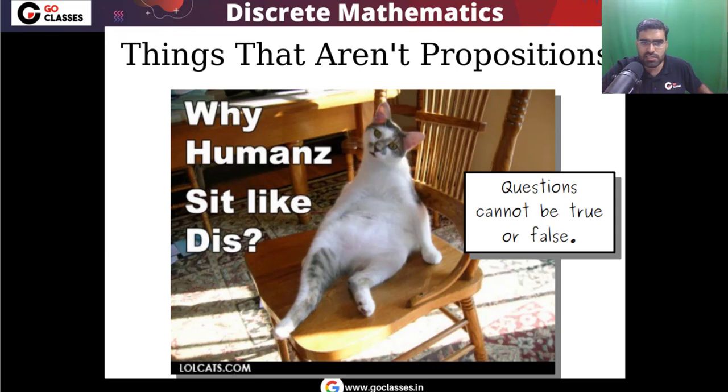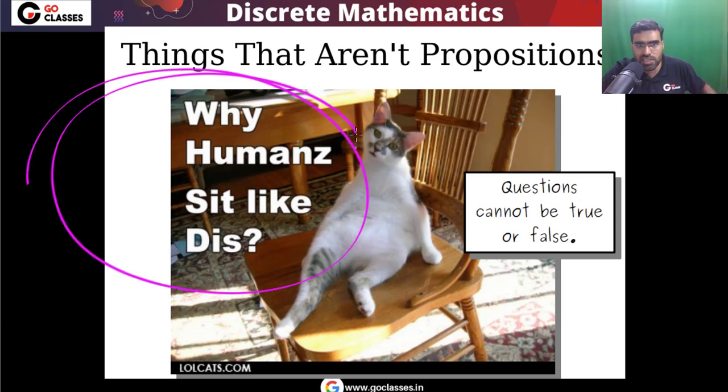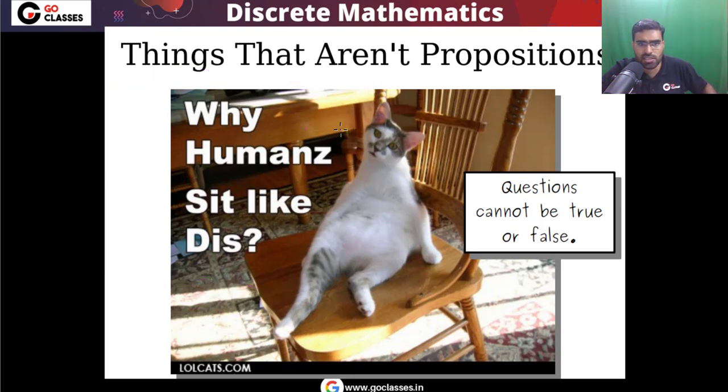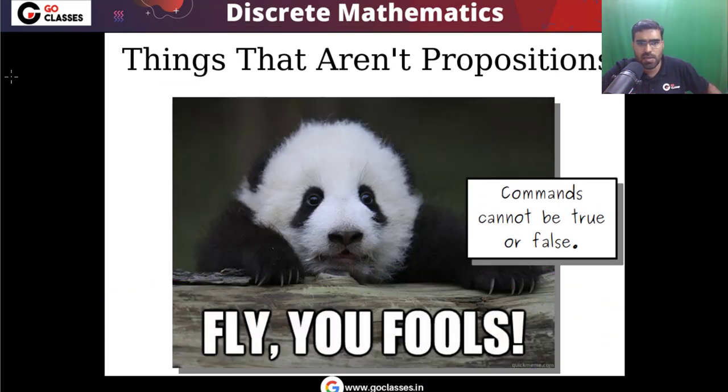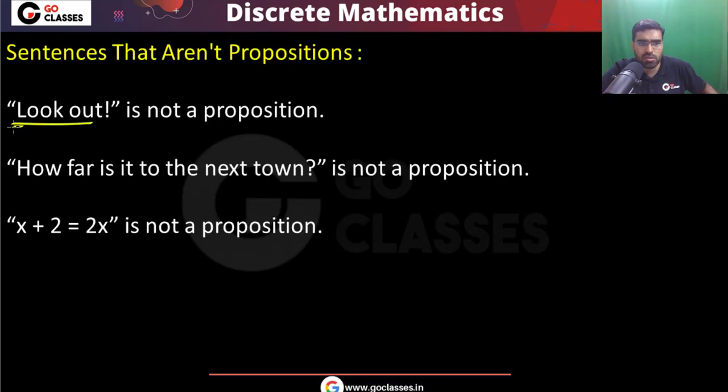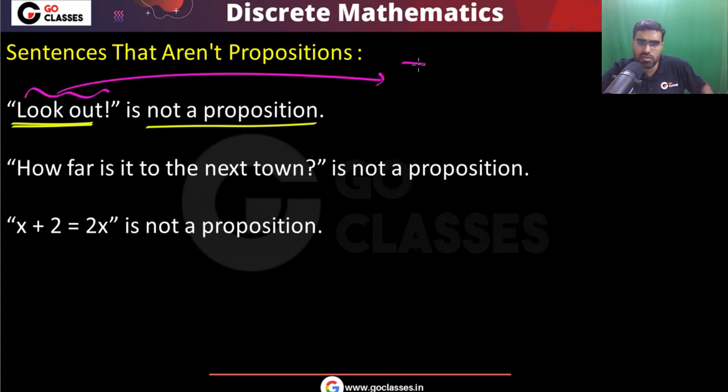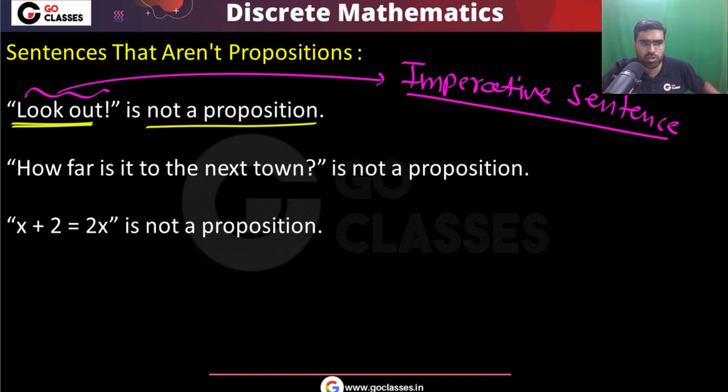A proposition is a declarative sentence. This sentence is not a declarative sentence. That is the reason this is a question, and that is the reason it is not a proposition. This is a command, so this is not a proposition. Look out. This is an imperative sentence, a command. This is not a proposition because it is not a declarative sentence. Imperative sentences are not propositions.